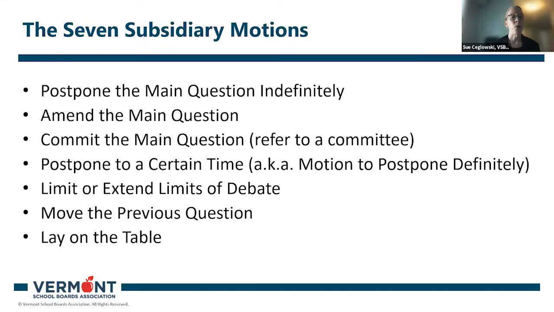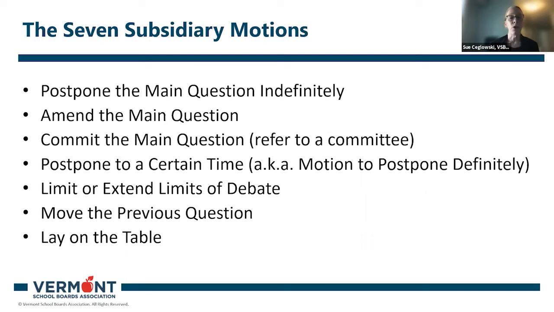So you're probably wondering, what are these subsidiary motions? I've got them listed here on the slide, the 7 subsidiary motions. The first is the motion to postpone the main question indefinitely. This one disposes of a question without bringing it back to a direct vote. Next, we have the motion to amend, and that is a proposal to change the wording of the main motion before the main motion is voted on. Next, motion to commit the main question. This turns the motion over to a committee for study or redrafting.